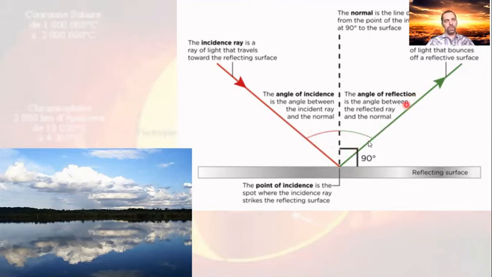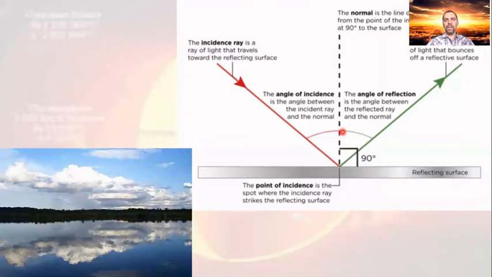When we draw diagrams of reflection, we also draw an imaginary line to help us measure different angles. This line is called the normal. The normal line is always drawn perpendicular to the surface.